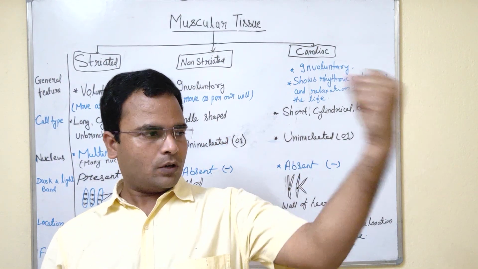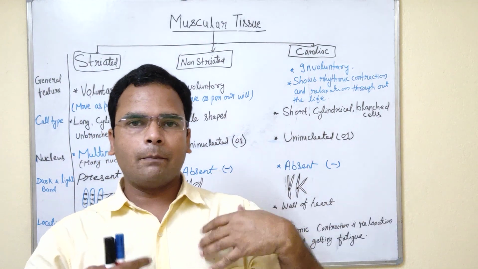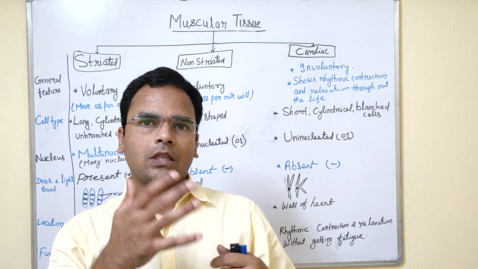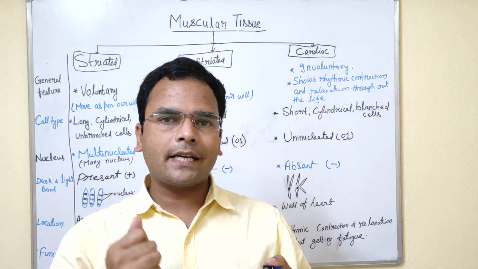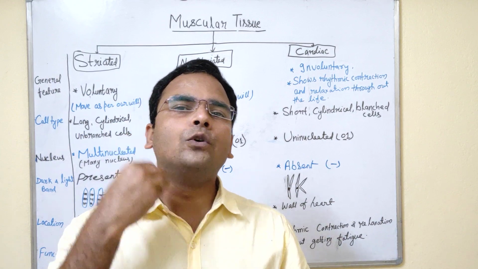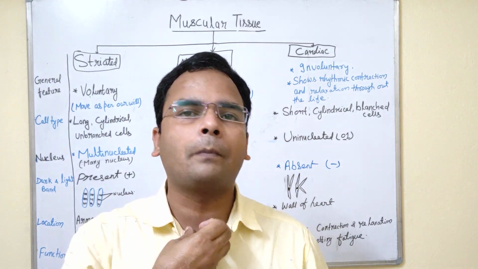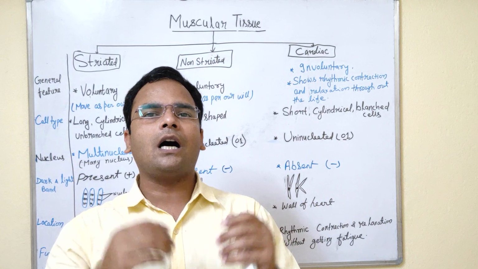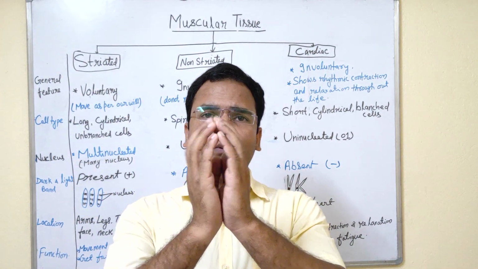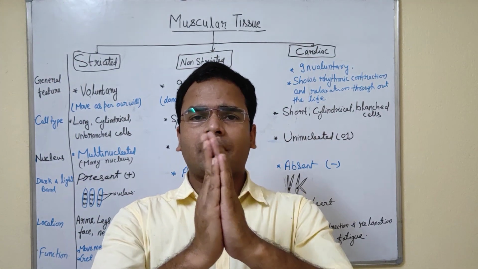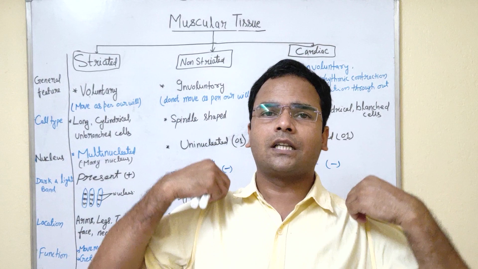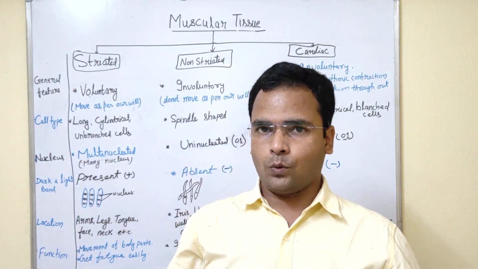Suppose I want to move my hand, so it is according to my will, but I cannot control the movement of the heart. I cannot control the movement once the food moves from the mouth to the food pipe. After that, it is not under our control, but it is simply moving with the help of peristalsis. A rhythmic contraction and relaxation will be there, and this rhythmic contraction and relaxation is not under our control.